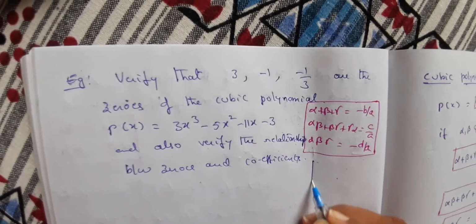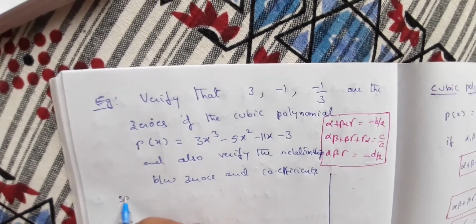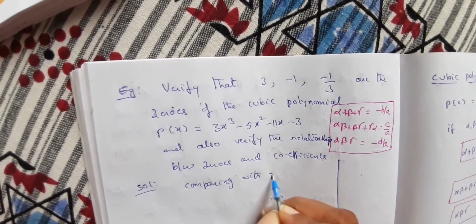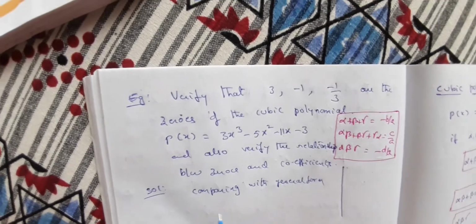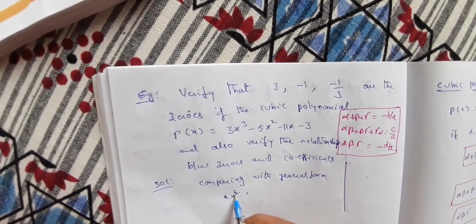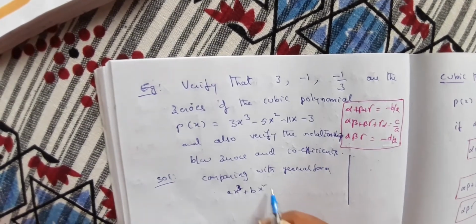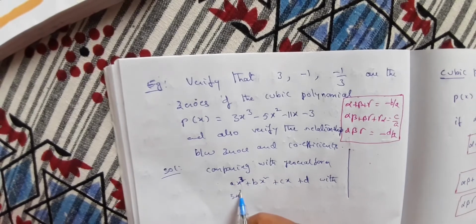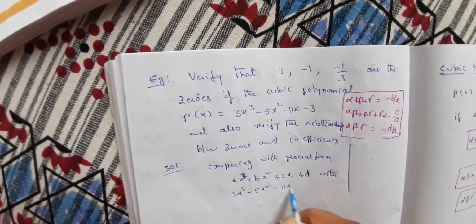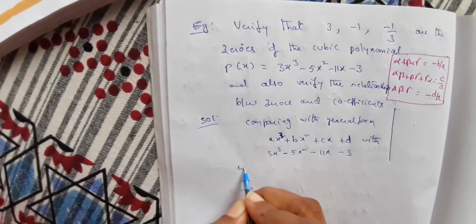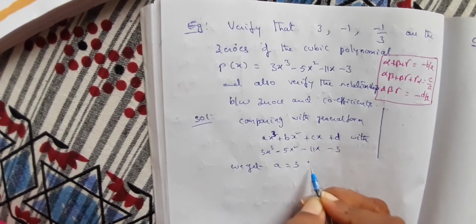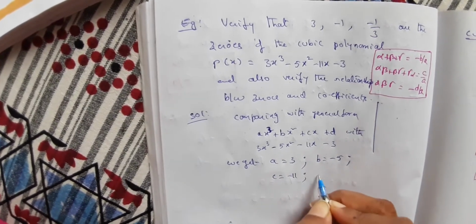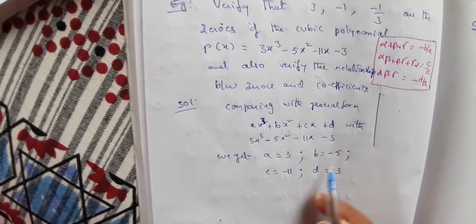So what did I tell you? You have to always write the general form. You can write it in the problem itself. Comparing with the general form, cubic polynomial ax cube plus bx square plus cx plus d, with 3x cube minus 5x square minus 11x minus 3, we get a is equal to 3, b is equal to minus 5, c is equal to minus 11, d is equal to minus 3. So these are very important, a, b, c, d.